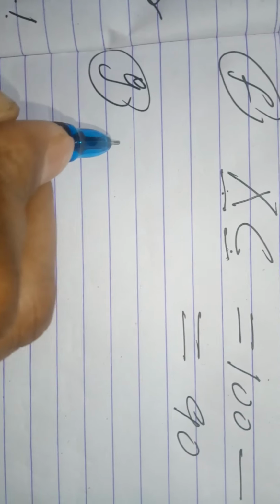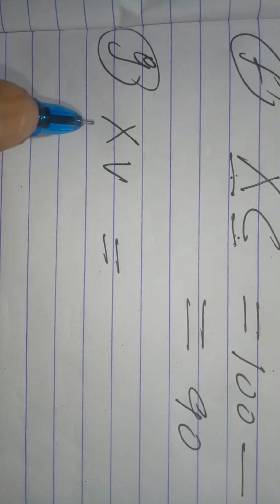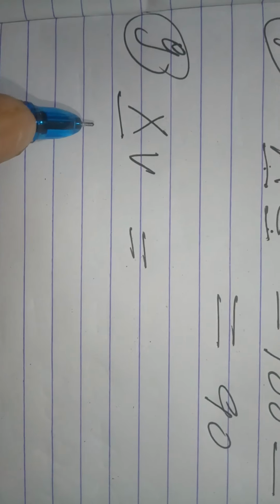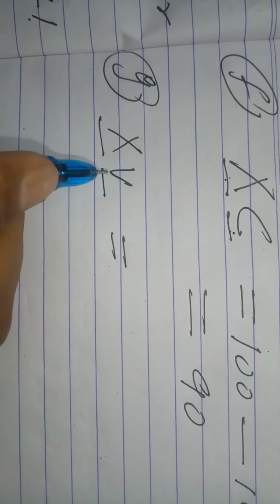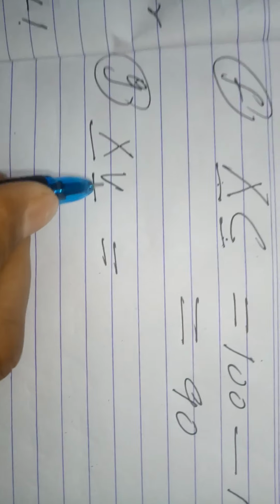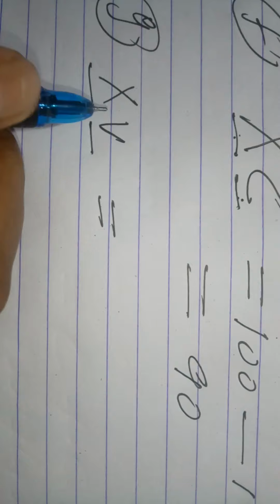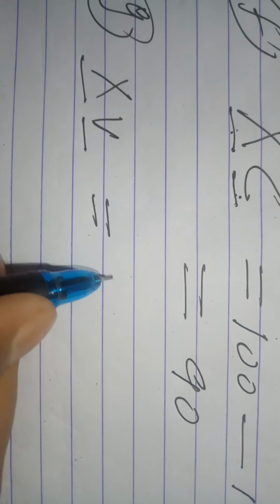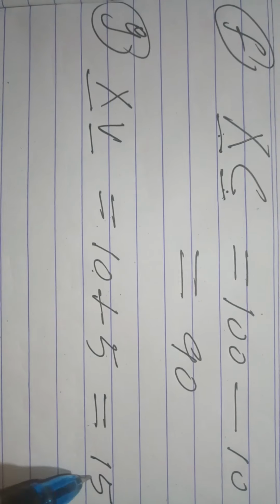G: XV. X is the larger value and V the smaller value. When a smaller value is written to the right of a larger value, then it is added. X for 10, V for 5. 10 plus 5 equals 15.